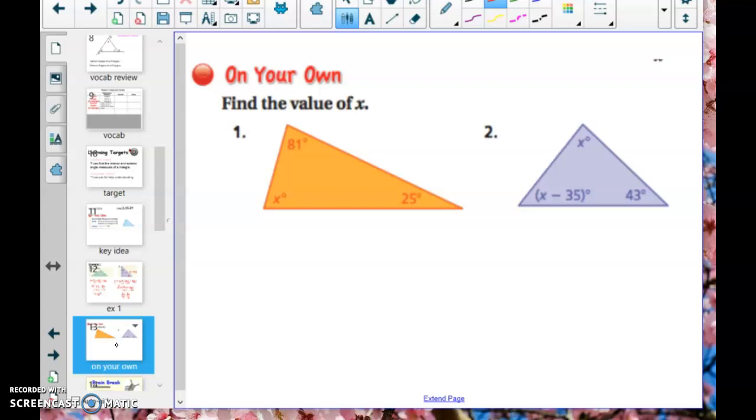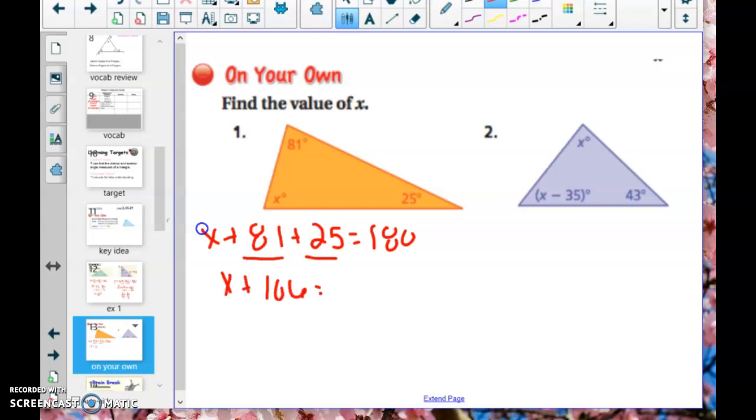All right, to check each of those, of course, those three angles added together have to sum to 180 degrees. So I combine my like terms here. 81 plus 25 gives me 106. So then when I solve for x, I subtract 106 on both sides, and that is going to give me my missing angle measure, which is 74 degrees.